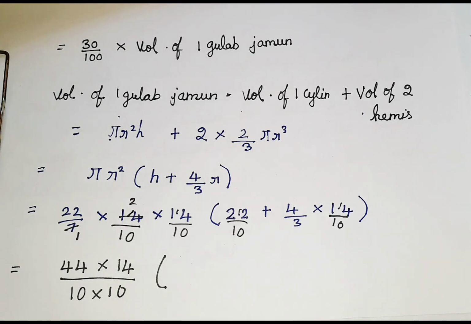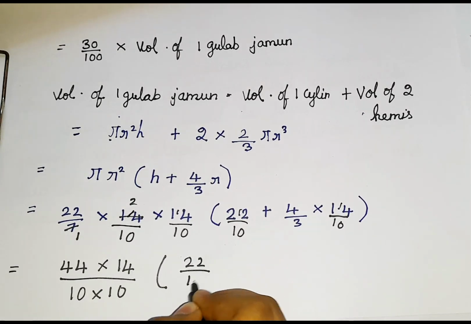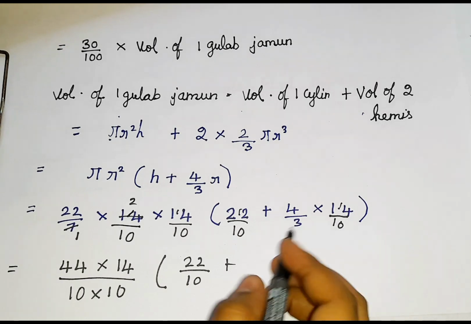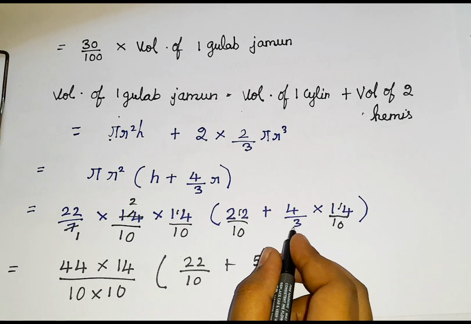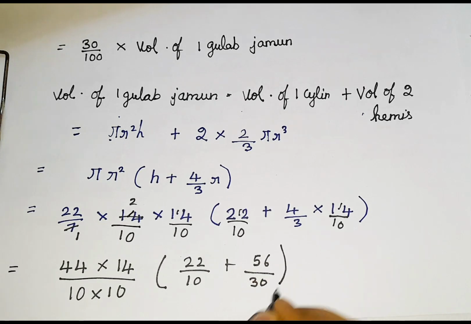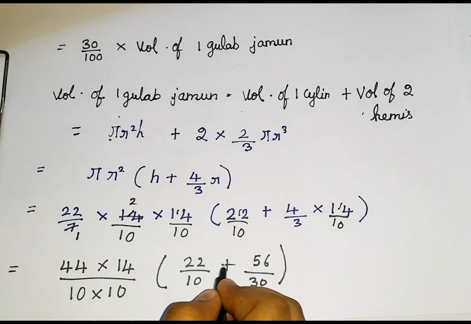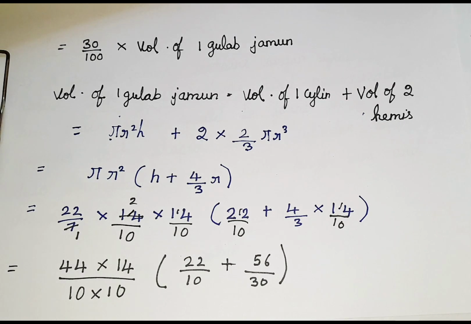Here first, I am going to write 22 by 10 as it is, and then plus, here we are going to solve. So 4 into 14 is 56, and then 3 into 10 is 30. Now what we can do is take LCM. So this is plus. I am going to take LCM right over here. Okay, 1 second.